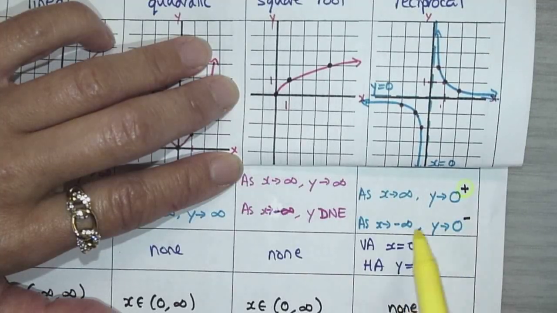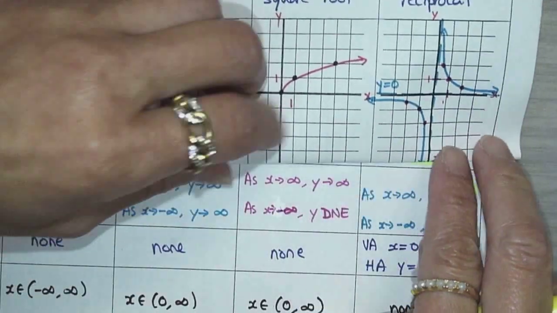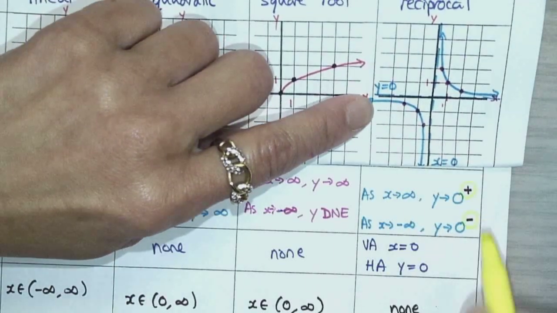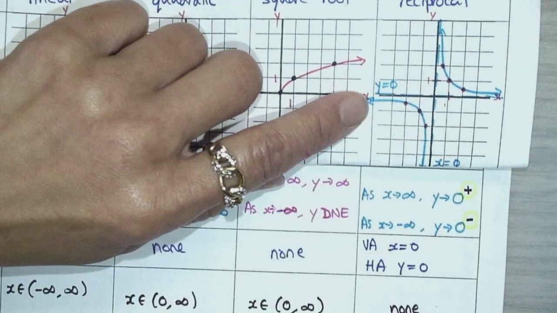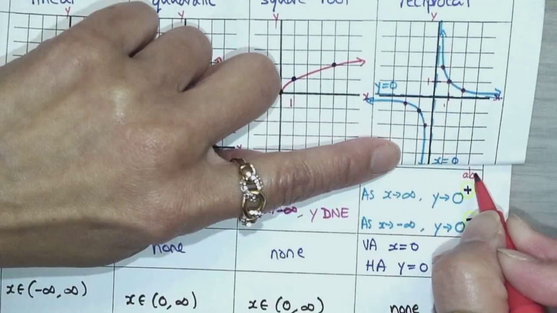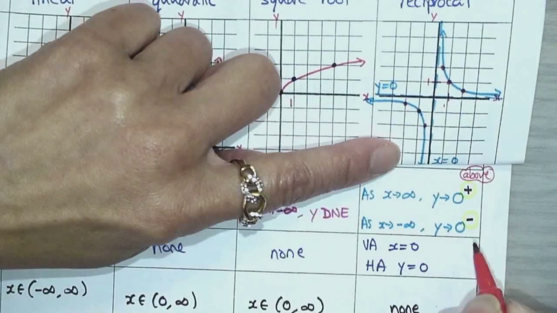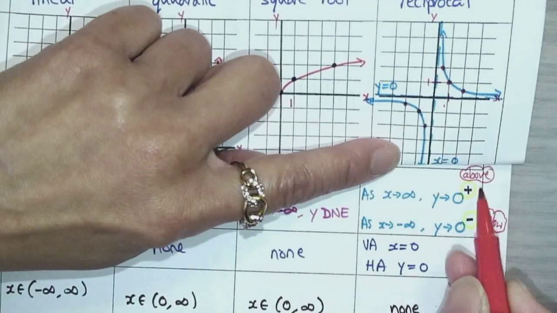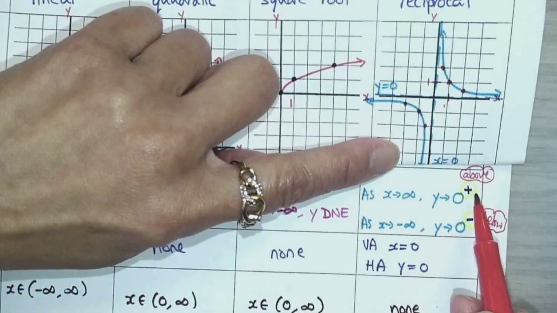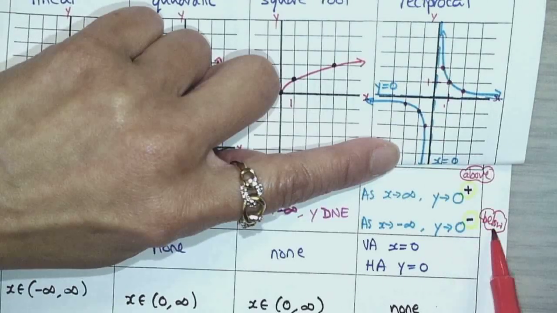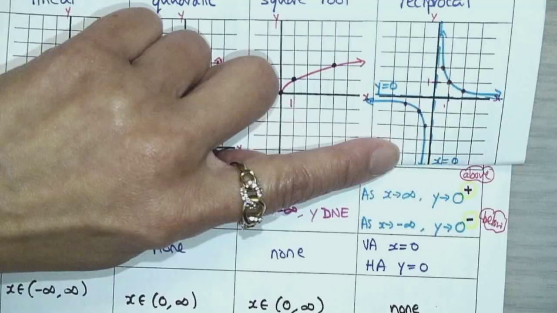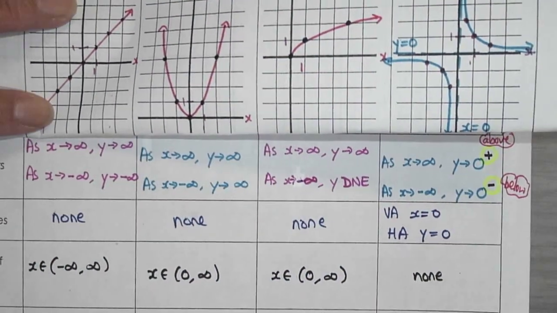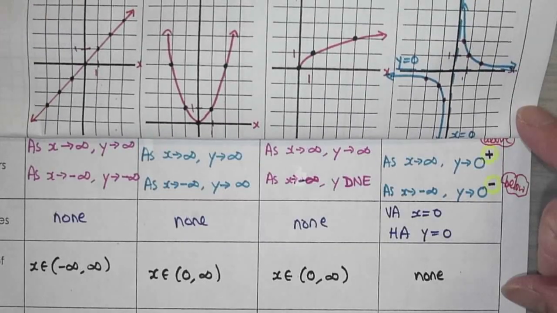And then here, as I head towards the left side of the graph, it's approaching 0, but from below. So this means above, and this means below. You don't have to write the words that are in the bubbles, but the plus means above, and the minus here means below. Above and below. Any questions with that?